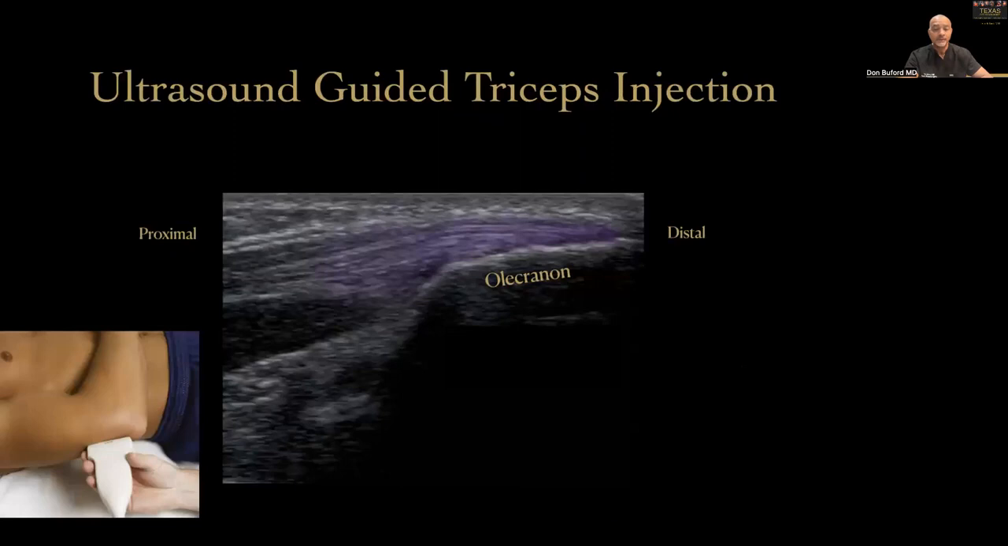If we have an indication to inject the triceps, you can do a little bit of an intratendinous injection. You can do this in plane, relatively straightforward. The red dot on this clinical image is where the needle would come in if you're using a proximal to distal approach.